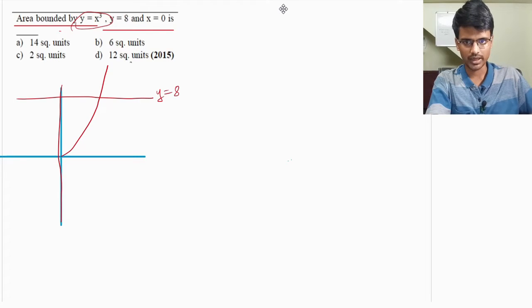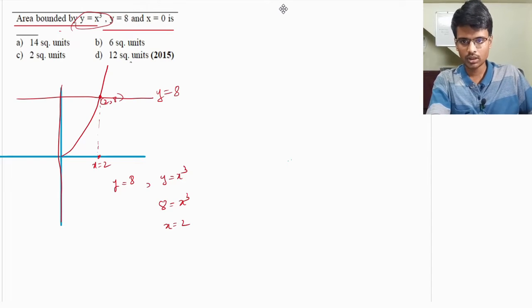As you can see, it intersects somewhere here. We need to find that point of intersection, only then I'll be able to find this point. So let me find that out. y equal to 8 and y equal to x cube: x cube is 8, so x equal to 2. So the point of intersection is (2, 8).